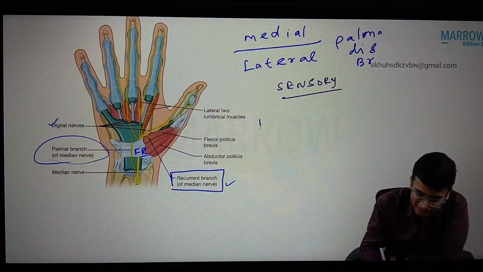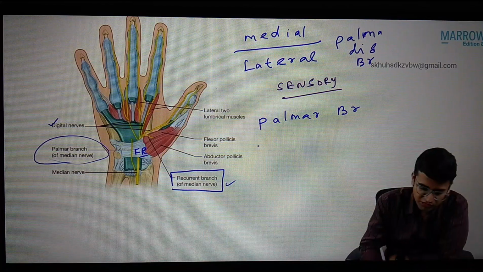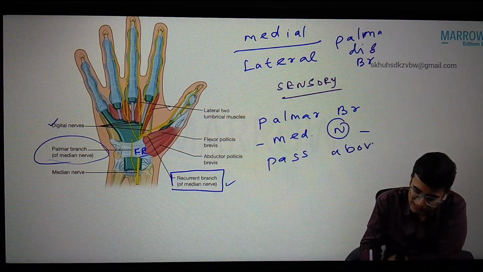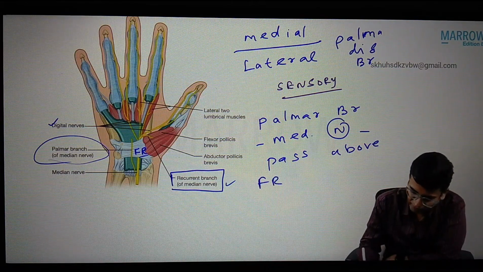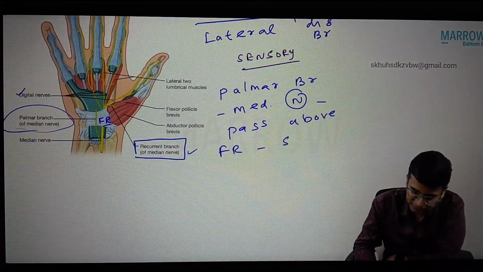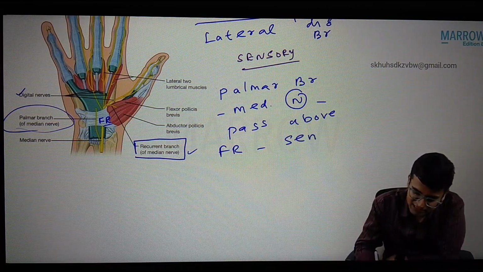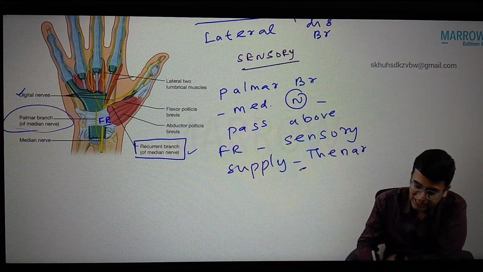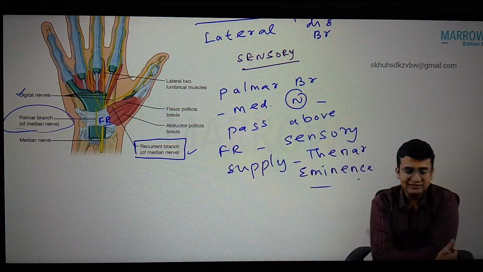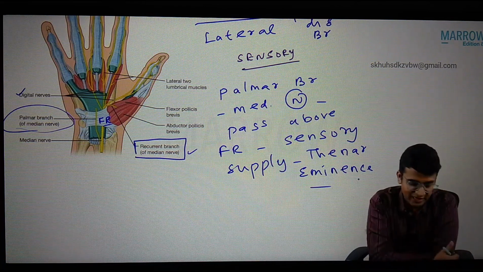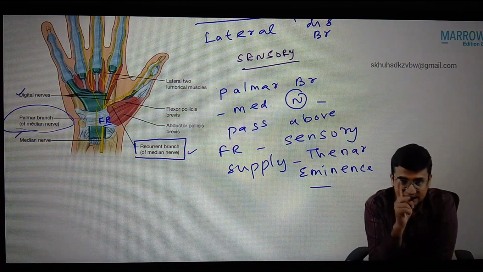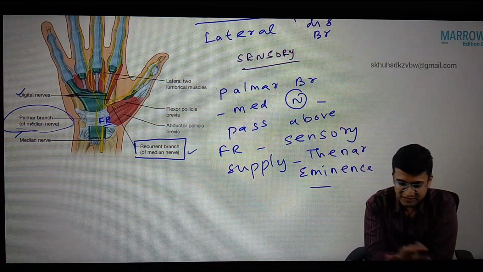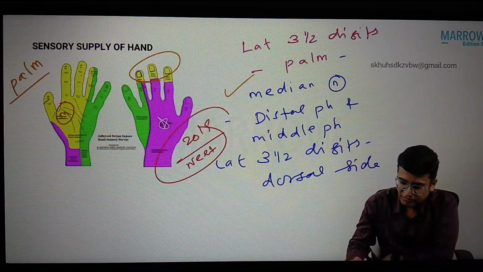Very good. So please write: the palmar branch of the median nerve passes above the flexor retinaculum, and it supplies the sensory supply to the thenar eminence. So the thenar eminence sensory supply is by the palmar branch of the median nerve, and that nerve is passing above the retinaculum. Okay, right. So these are the various branches and the course of the median nerve.